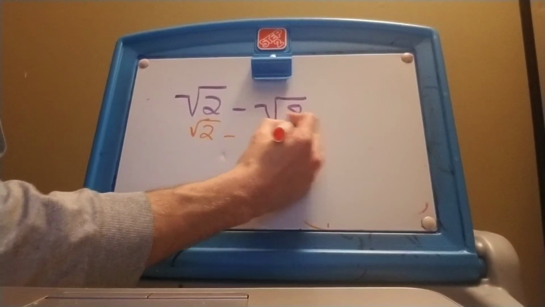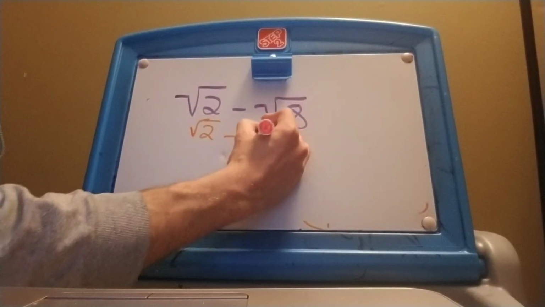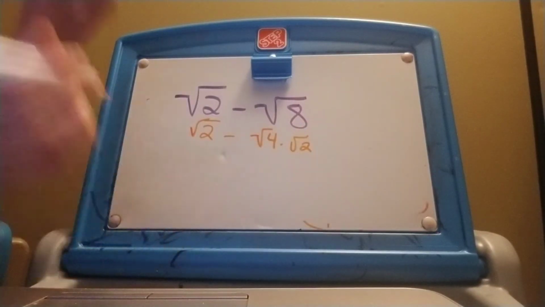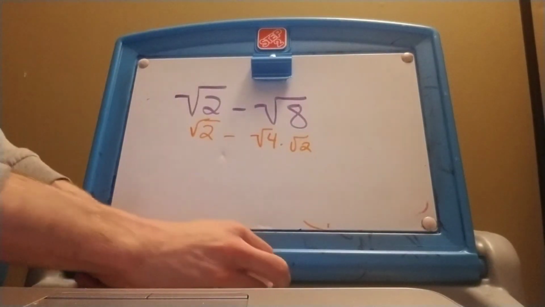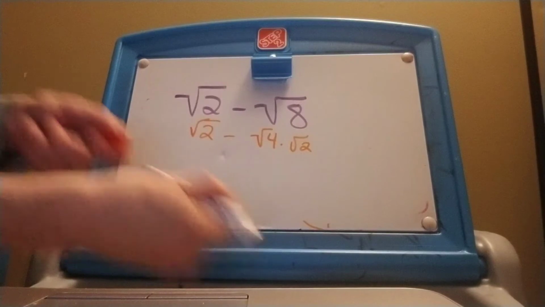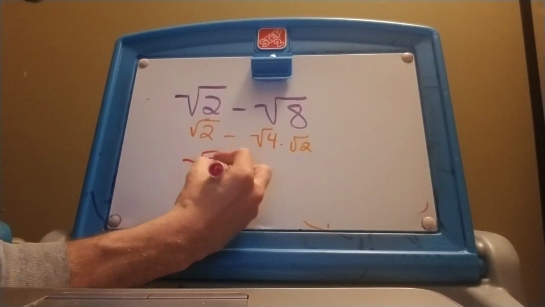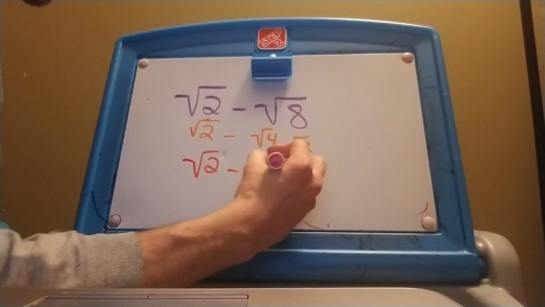But 4 times 2 is 8, so we can break this up as 4 times 2. And that's going to be super useful for the same reasons as it was useful in the last problem. I now have square root of 2 minus 2 square roots of 2.